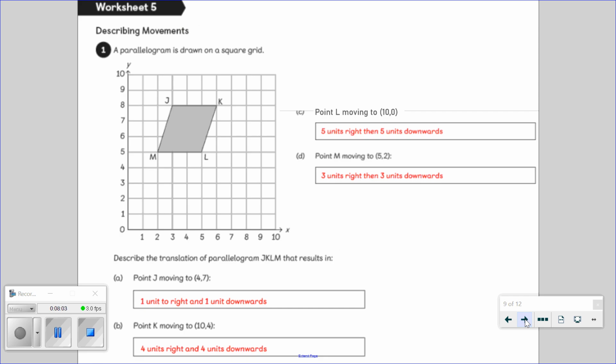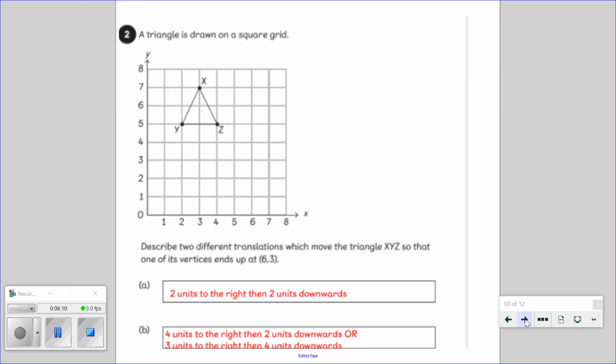So here are the answers to question 1. And here are the answers to question 2. As you can see, you get 1 of these answers out of a possible 3.